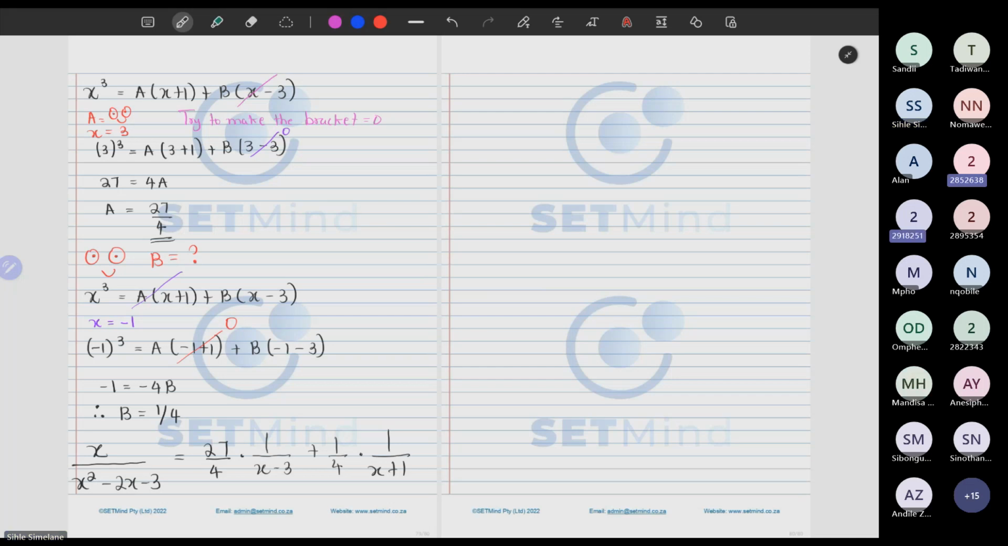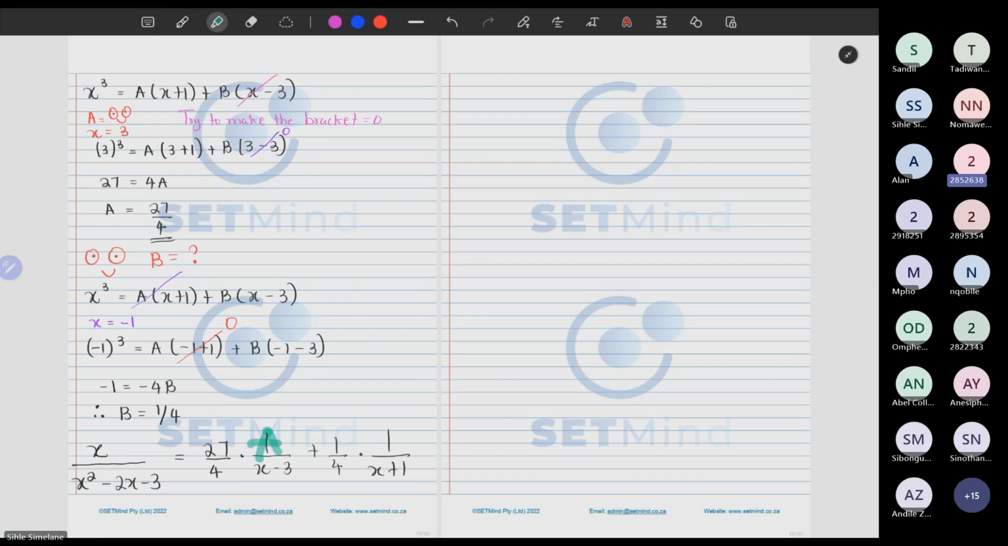Yes, I understand. Why do we multiply instead of dividing? Can you please repeat? Why do we multiply instead of dividing? Remember that A was sitting here. So why should I divide by A? Because A is now 27 over 4. So A should be multiplying that 1 over X minus 3.